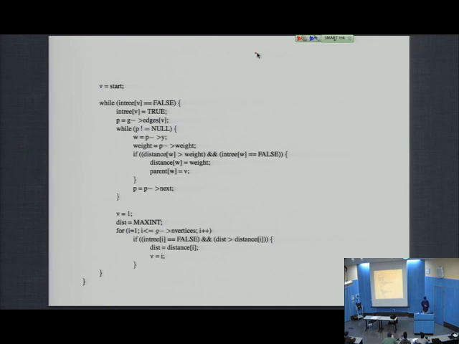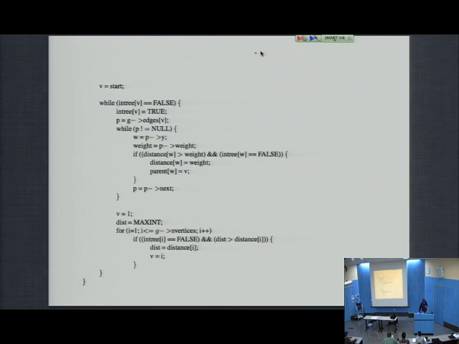You should now see we can compute minimum spanning trees efficiently. Prim's algorithm is always going to be correct, and we can do it in n-squared time with the right bookkeeping. Any questions about that? Okay, any questions at all?